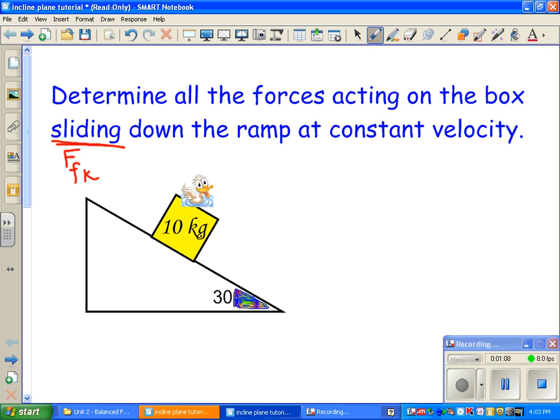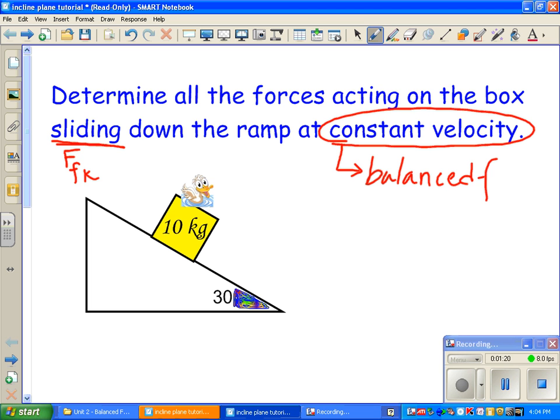All right, another thing that's probably going to pop up somewhere. This says constant velocity. At this point in your brain, it should be screaming balanced forces. So that means that when I start doing a force diagram, they should all add to zero. Okay, a lot of tally marks. Next thing, it says all the forces, which means we're going to be doing some work here. All right, a lot of forces to be found.